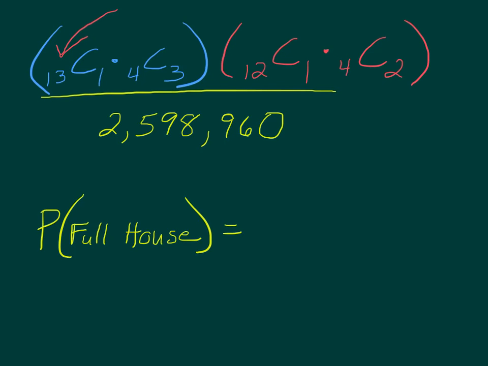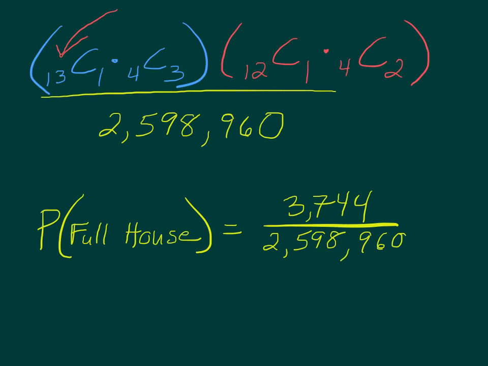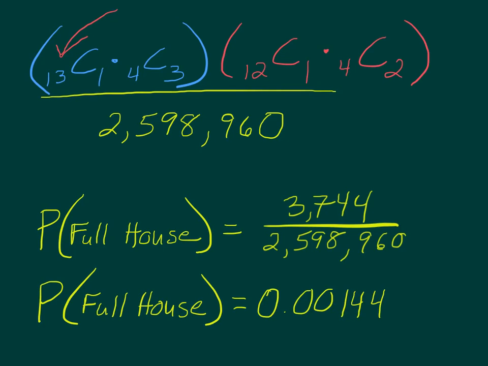So we get a frequency of 3,744 out of the 2,598,960 different poker hands that can be dealt. So as a decimal, that's 0.00144, or only 0.144% of the time would you be dealt a full house.